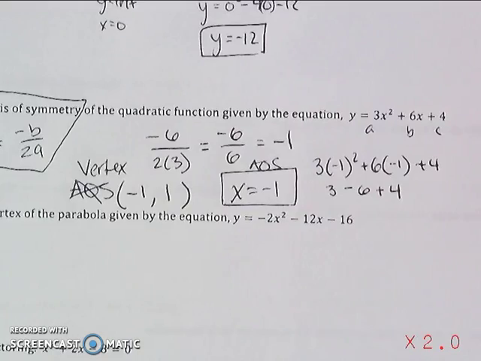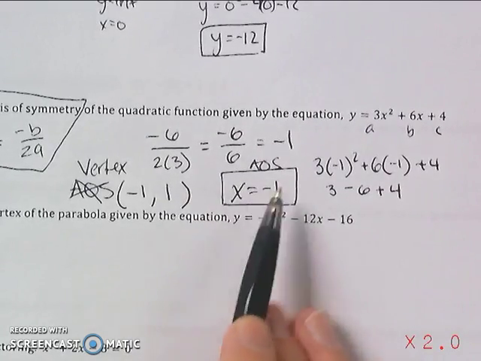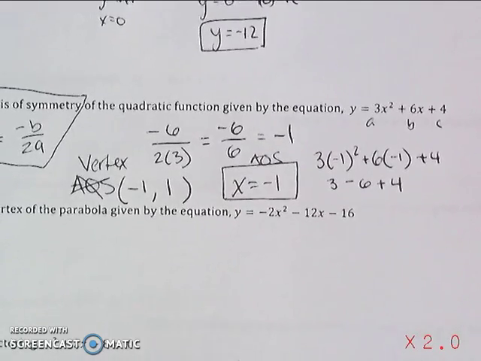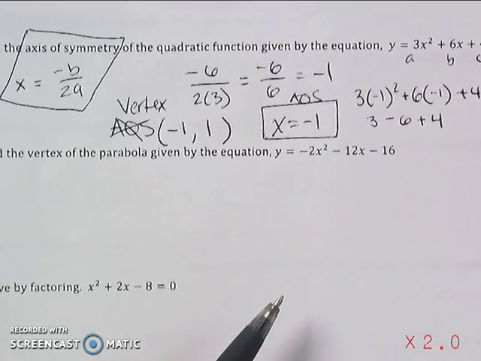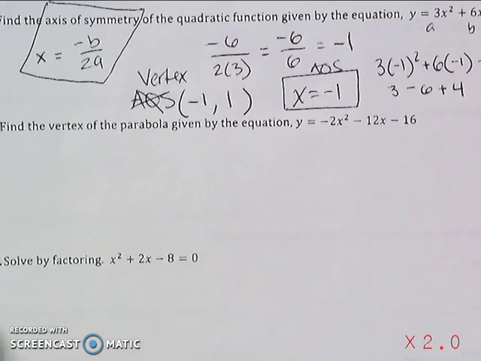I took it a step too far. I gave you the vertex, but we really only have to do the axis of symmetry, just negative b over 2a. The next one is what I was doing, finding the vertex. So you're going to use negative b over 2a, and then we'll plug it back in. So we'll go ahead and do that now.